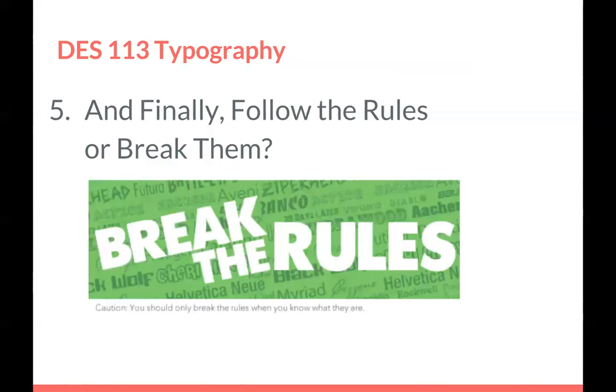And then finally, do you follow the rules or do you break the rules? Caution, and I will say this all the time, you should only break the rules if you know what the actual rules are and you understand why they are a rule. You can't break a rule if you don't understand the rule. Sometimes the process means nothing if the result isn't worthy. At the end of the day, we utilize typography to effectively convey written communication.